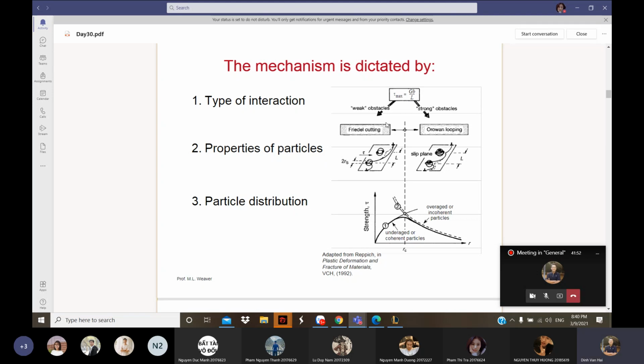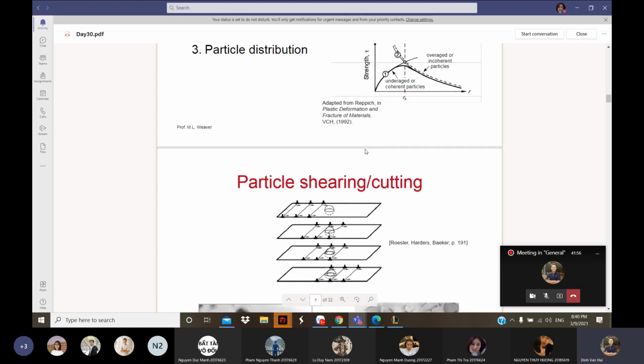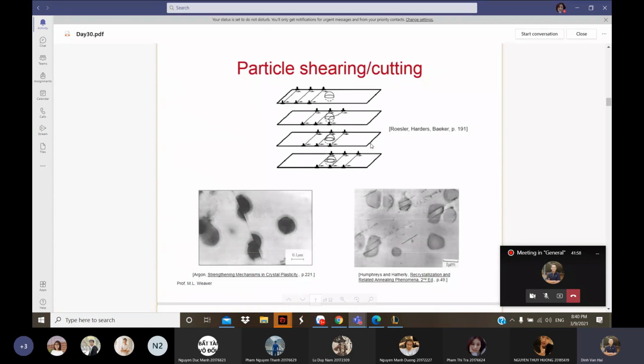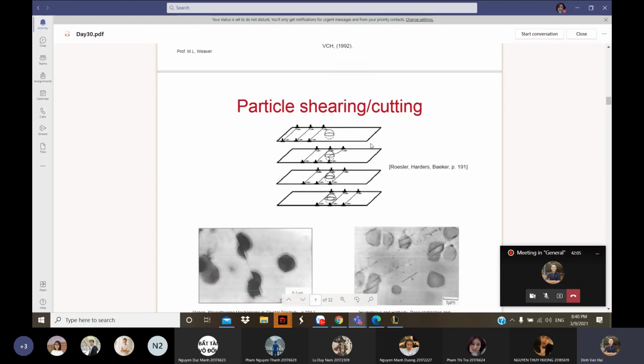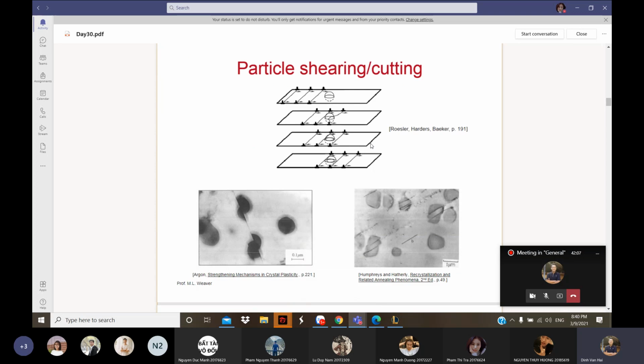And the next slide demonstrates the crystal matrix of materials with the small, medium, and big particles inside.